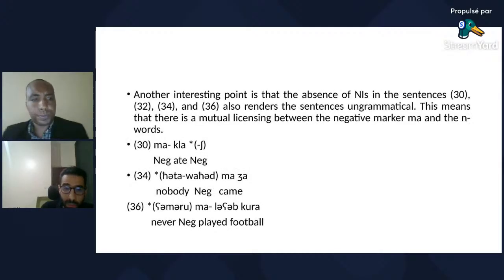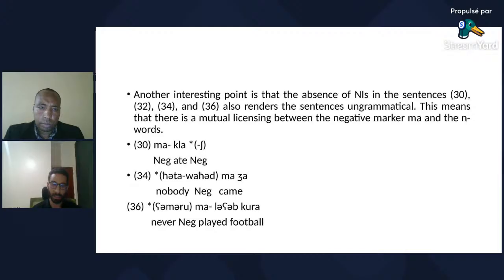Another interesting point is that the absence of n words in sentences 30, 32, 34, and 36 also renders the sentence ungrammatical. This means that there is a mutual licensing between the negative marker ma and the n word. For example, we cannot say makla, we cannot say maja, and we cannot say ما ملعب كورة. Okay, so there is a mutual licensing between the two elements.